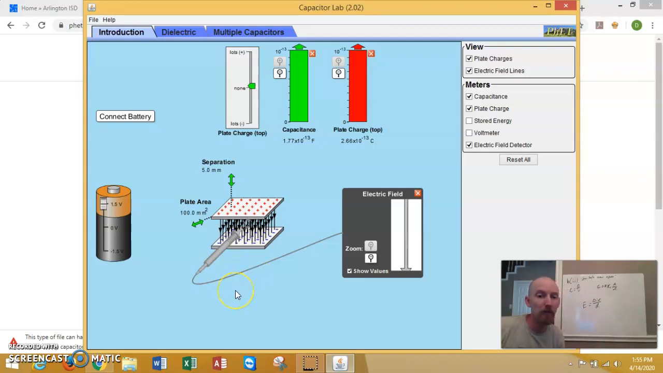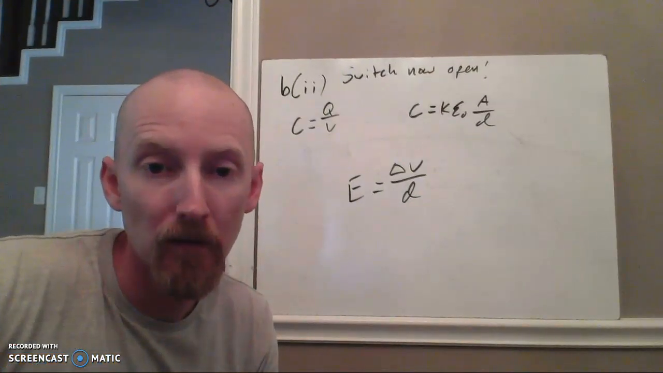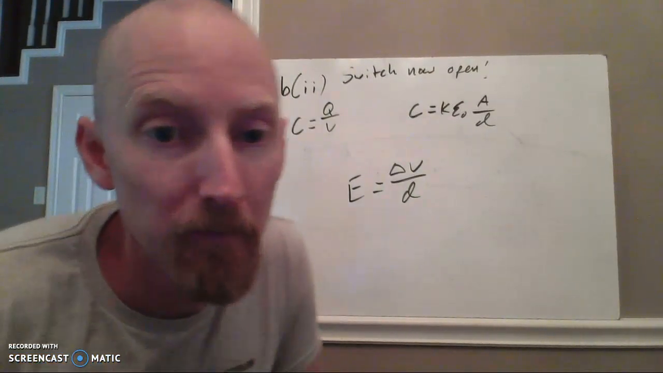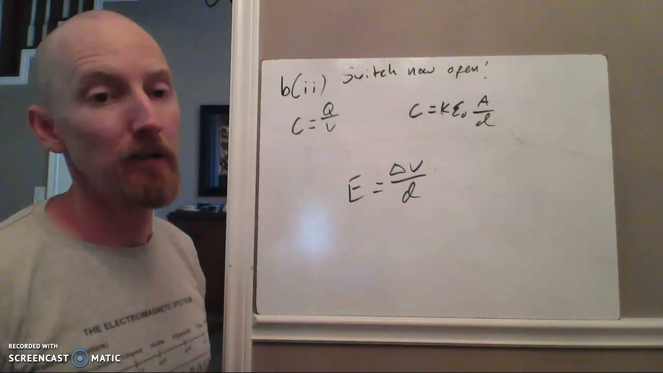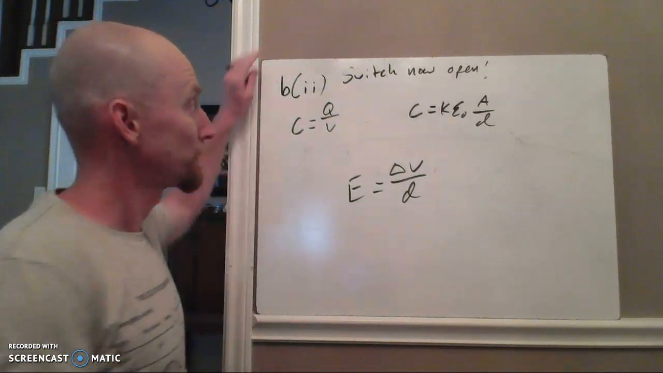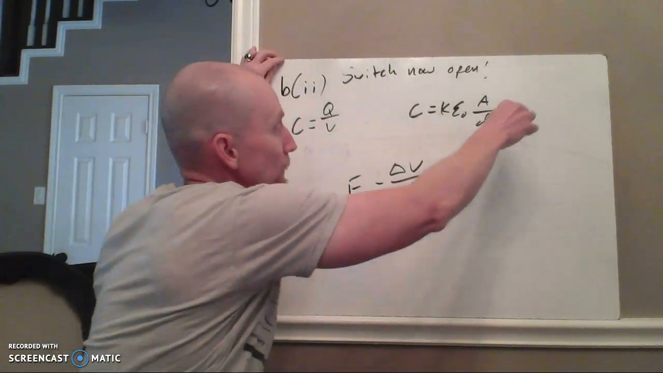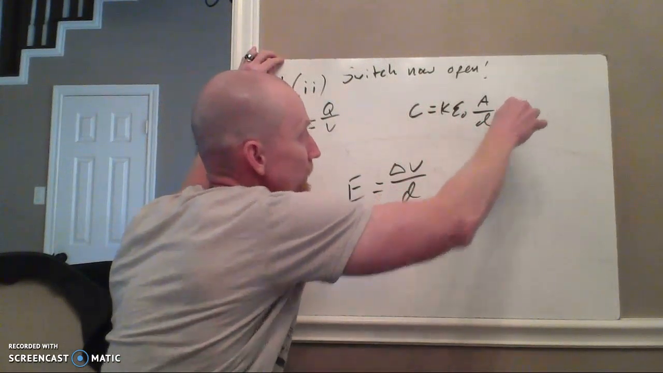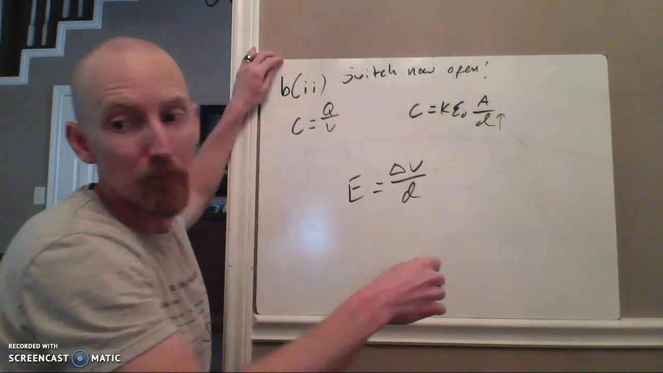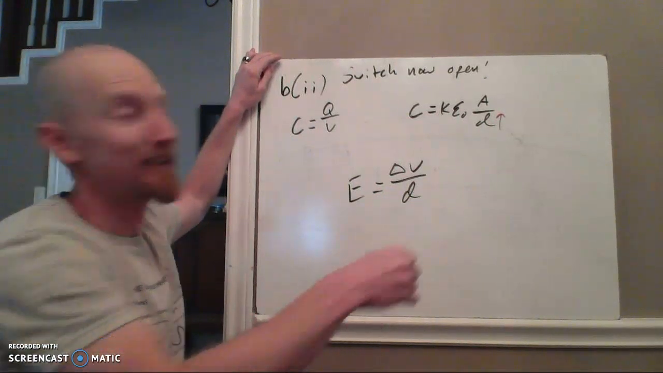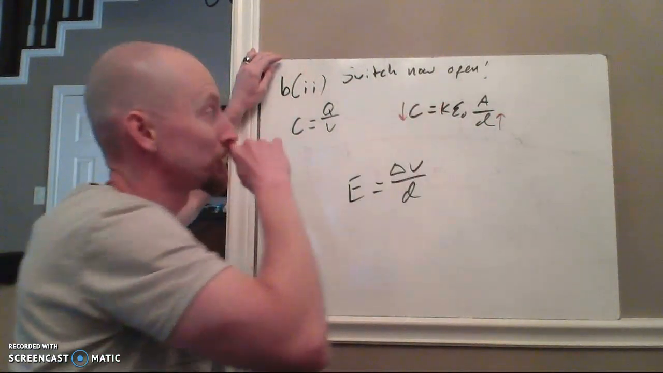So, if we do this, the switch is open, and now we're going to pull these plates apart. What happens to our electric field? Okay, so the switch is now open. So the question is, what happens? Well, what happens to capacitance? If we're making the distance even a little bit bigger, capacitance has got to go down.